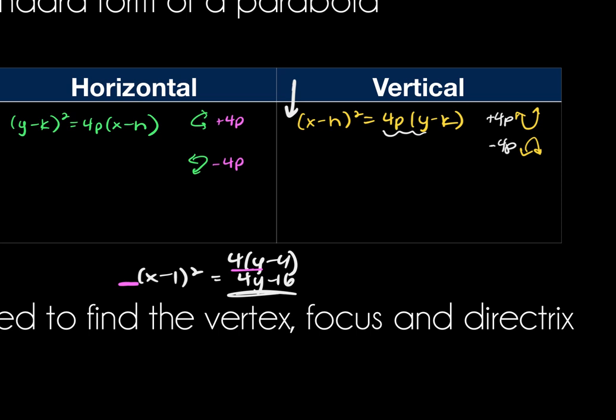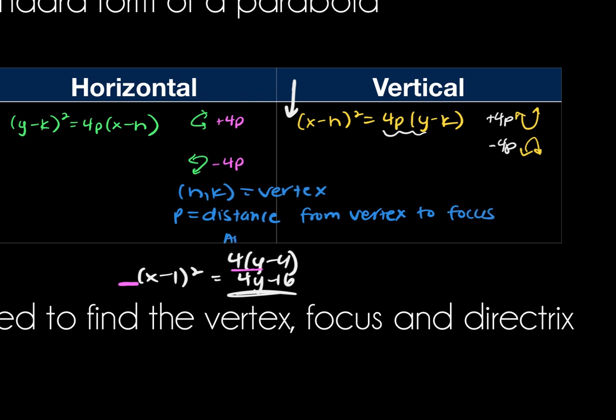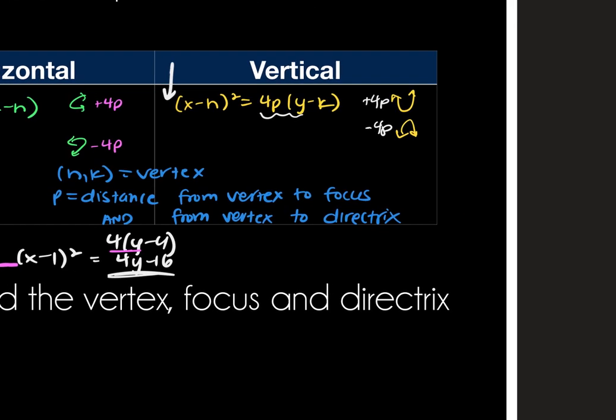And then for both of these, the (h, k) is your vertex. The p is the distance from the vertex to the focus, and the distance from the vertex to the directrix. Remember, the focus is a coordinate point, and the directrix is either an x equals or a y equals. I would say that's a common mistake people make with the directrix. Make sure it's not a coordinate point.